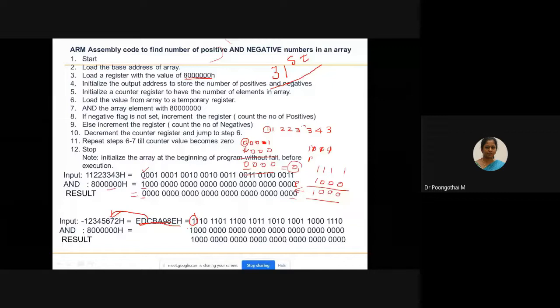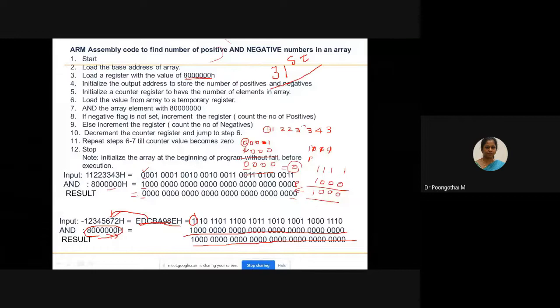And AND your input with this number. So what is the answer you will get? 1. That is the same value. Suppose you AND with this value, you will get 80000. So after the AND operation, if the result is 0, that number is a positive number, otherwise a negative number. So I will explain the algorithm.